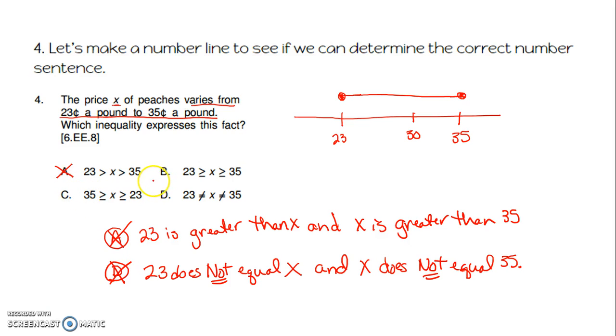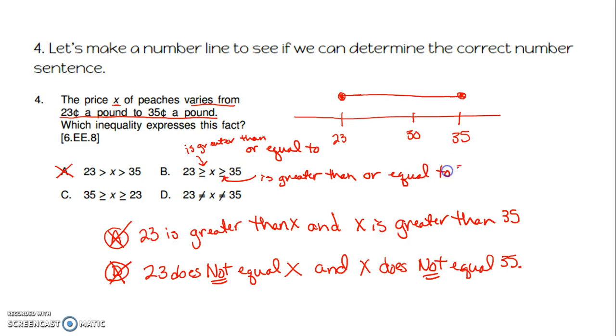So the issue here is you have to make a decision. You have to decide, does this picture mean 23, that symbol means is greater than or equal to? So 23 is greater than or equal to X, and X is greater than or equal to 35. You got to decide, does that make sense, or does it make sense for 35 to be greater than or equal to X, and for X to be greater than or equal to 23? I'm not going to give away the answer.